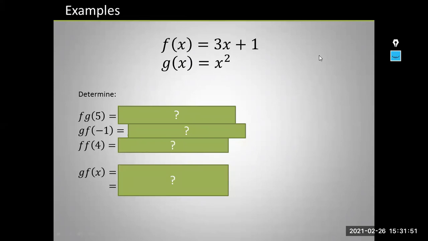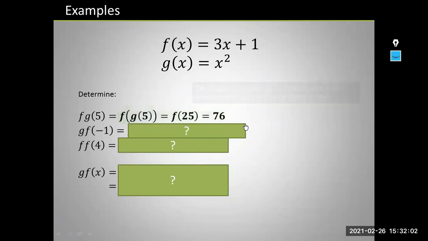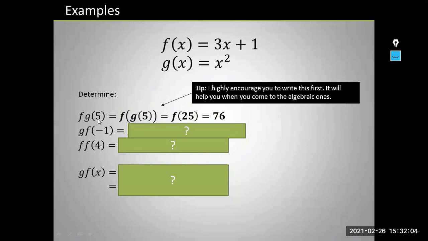Okay, we have function f and g. Teacher, is the first one 76? 25. Yes. So you apply 5 to function g. So 5 squared, you get 25. So 25, you need to substitute into function f. So 3 times 25 plus 1.